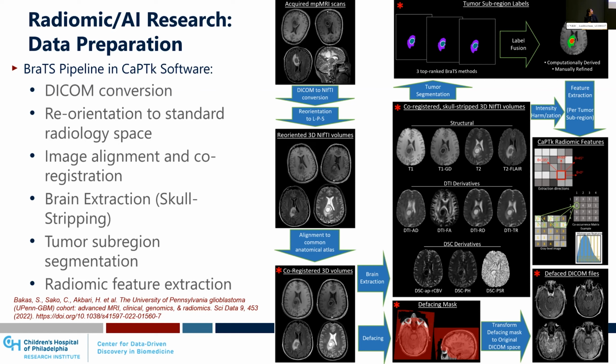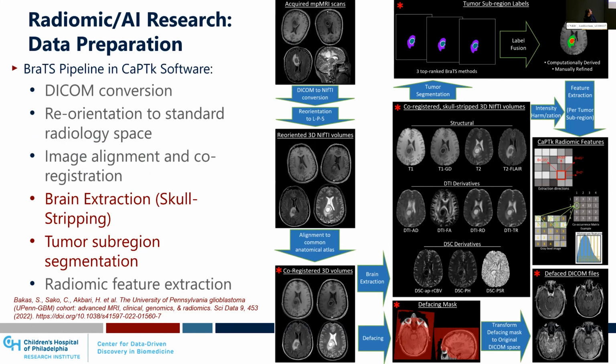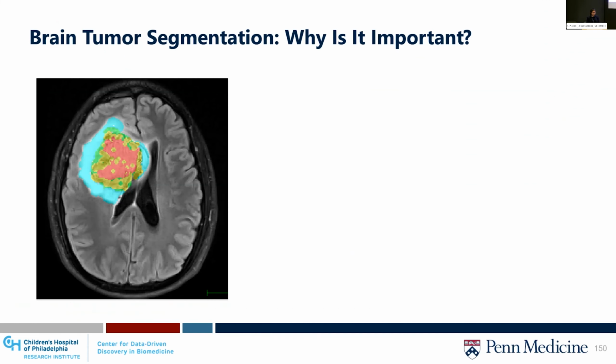Then there will be a brain tissue extraction, or the so-called skull stripping method, that will separate brain tissue from the rest of the structures, and then tumor subregion segmentation, which will facilitate radiomic feature extraction or passing the images through deep learning models. I'm going to focus on two core steps for any brain tumor pre-processing pipeline, which are brain extraction or skull stripping and tumor subregion segmentation.